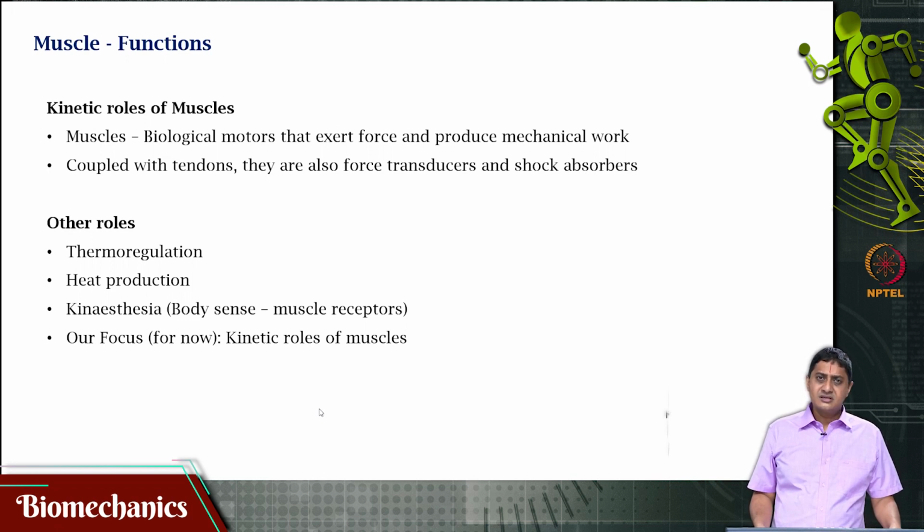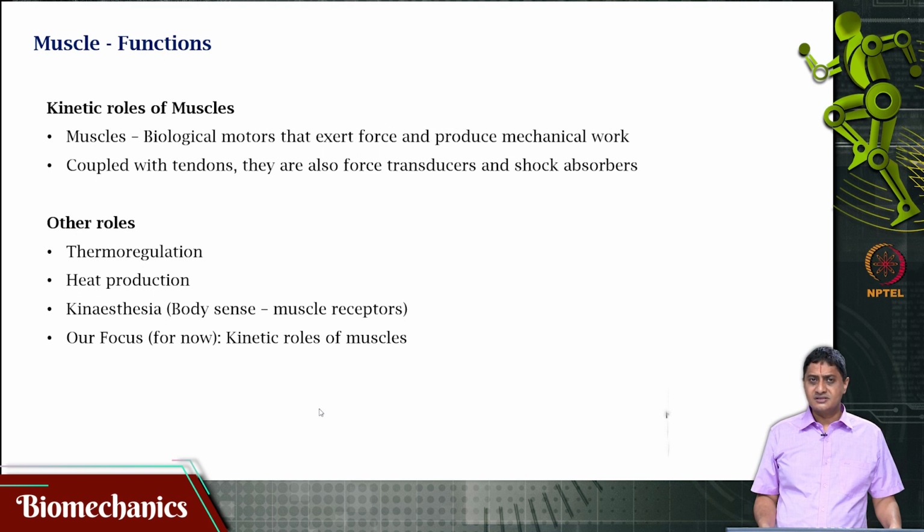In addition, muscles coupled with tendons are also very good force transducers. They measure how much force is being transmitted serially. So, they are very good force transducers. They are responsible for transmission of force, and they absorb shock, and they produce work and force. There are some other roles that our muscles are known for.